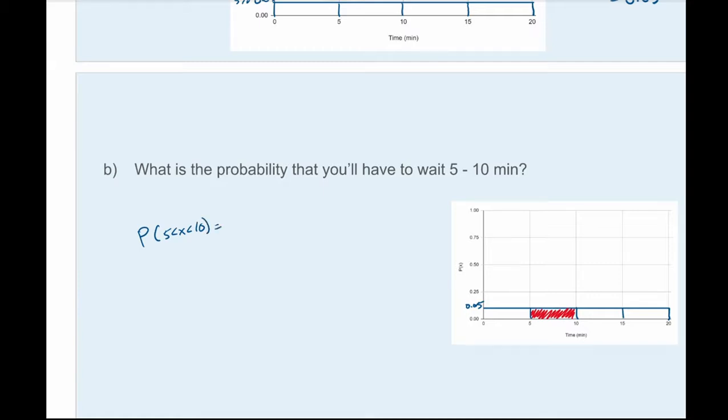So in this case, it is 10 minus 5 times 0.05. We get 5 times 0.05, which gives me 0.25, which does make sense because this is basically 1/4 of our entire thing, which makes sense that there's a 25% chance that we'll be waiting between 5 and 10 minutes.